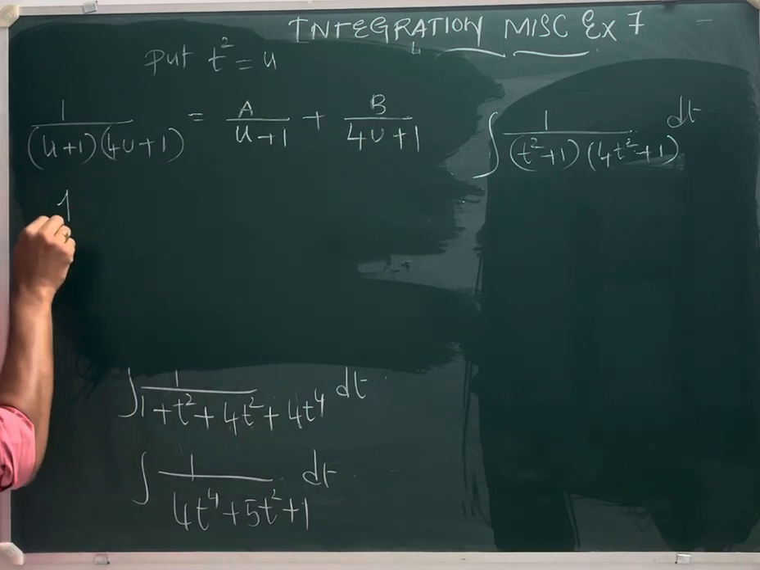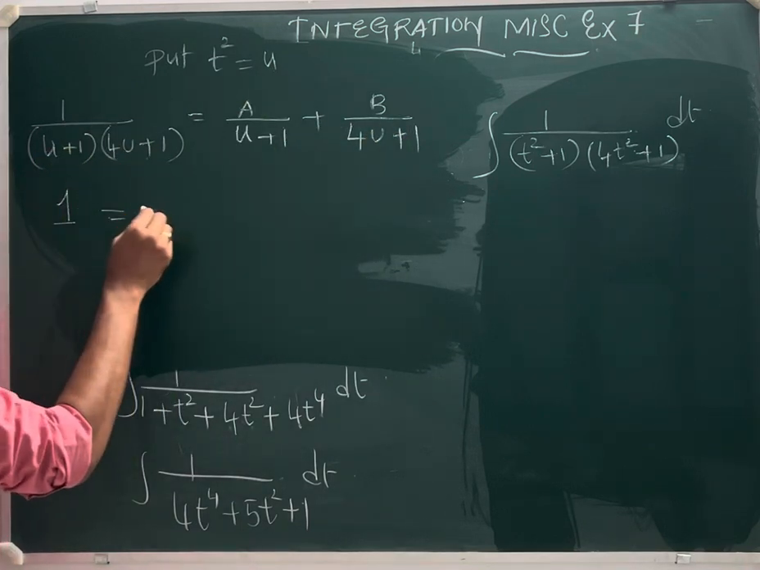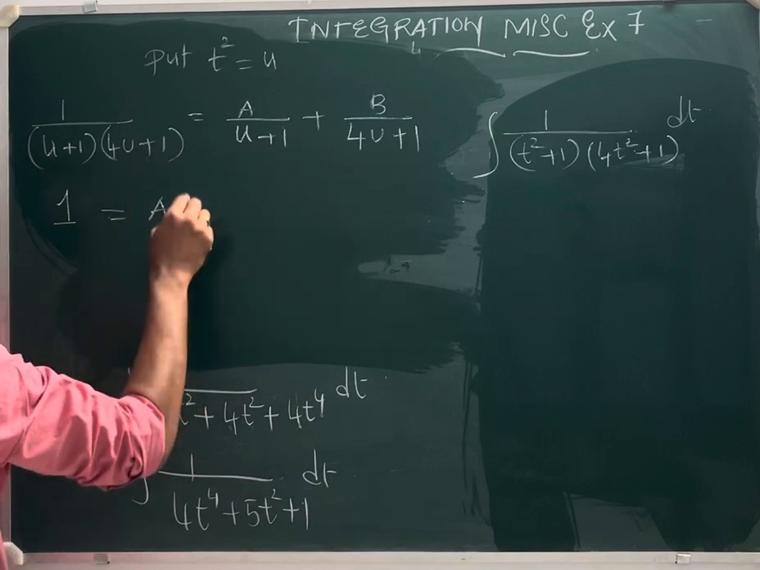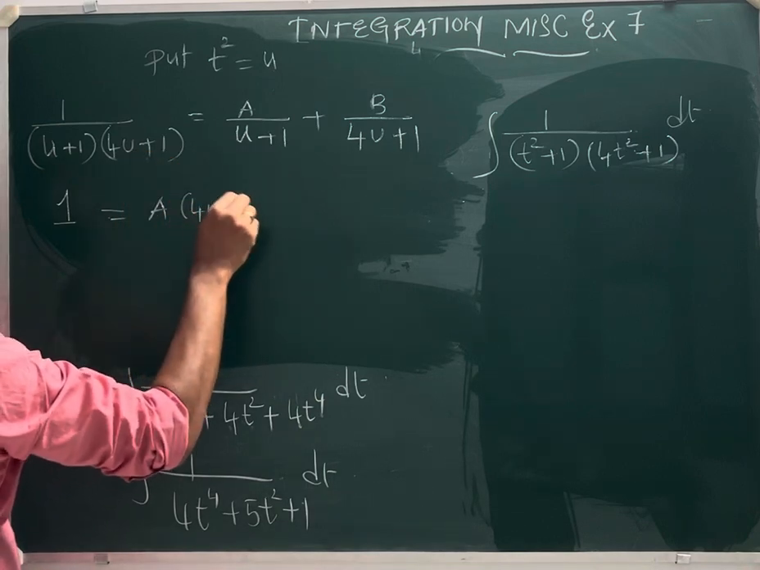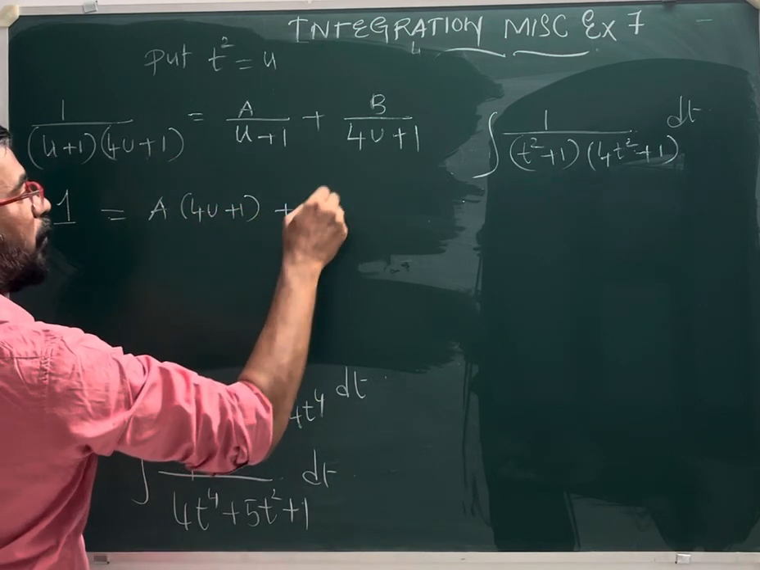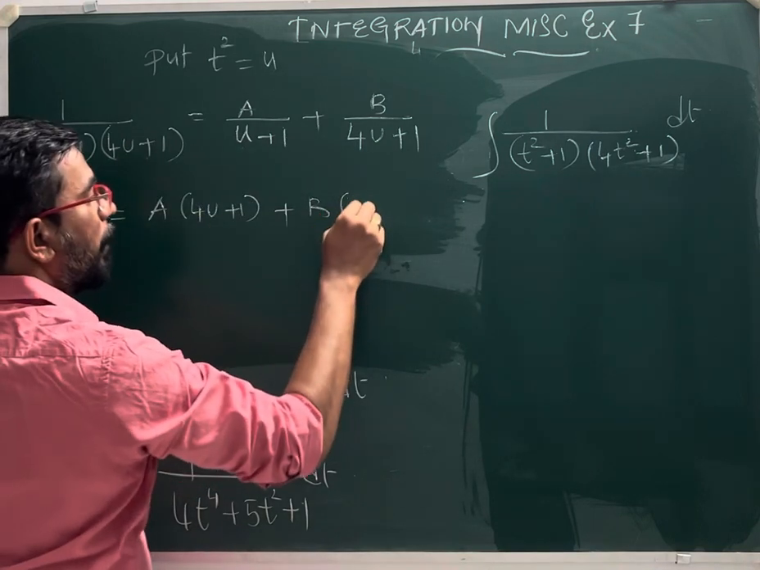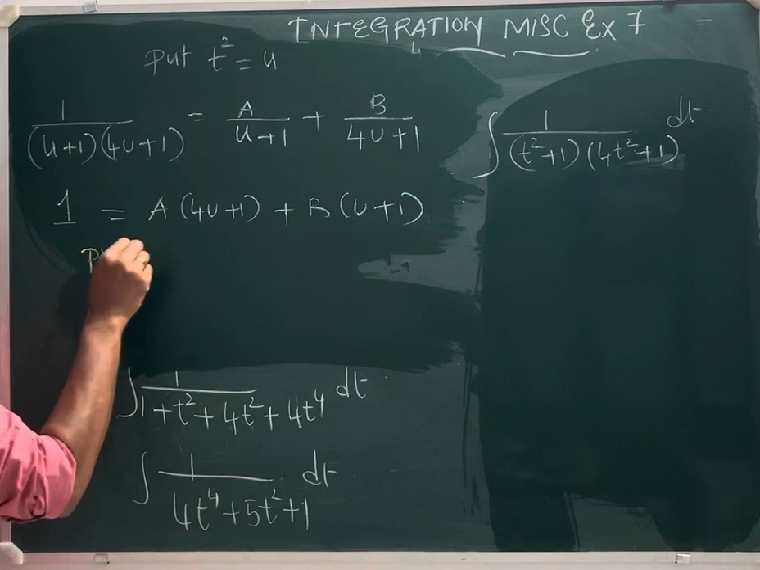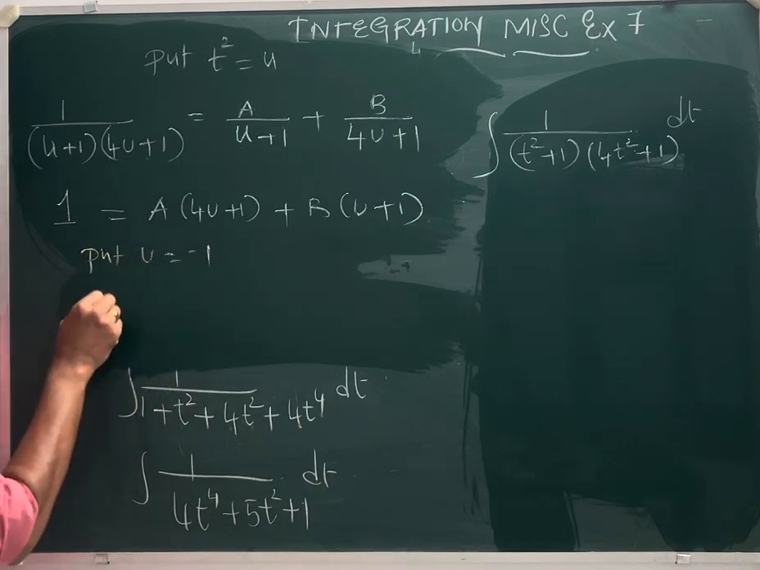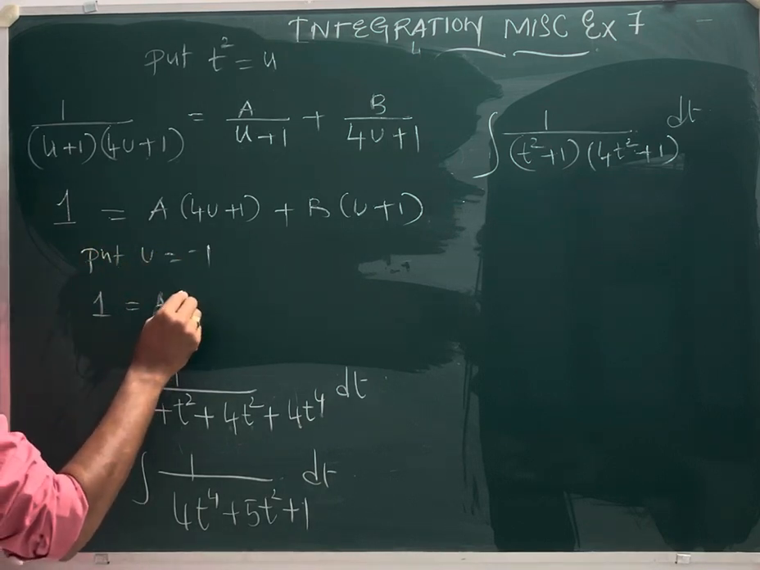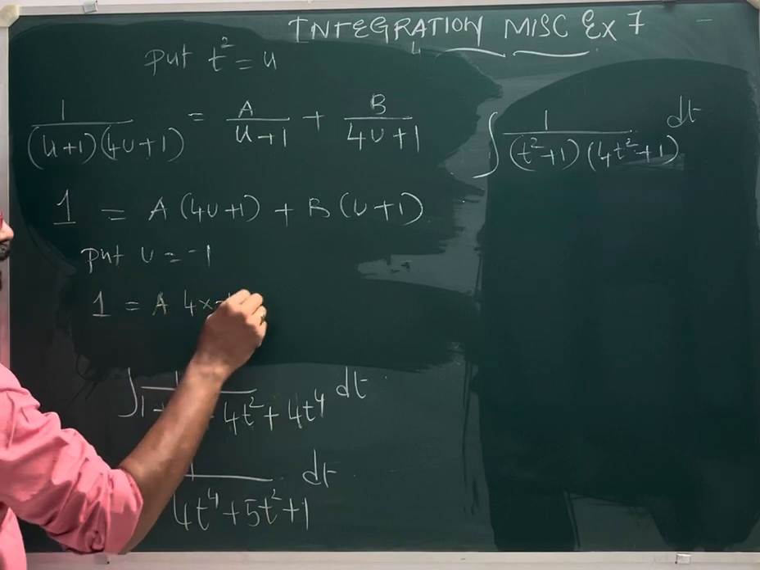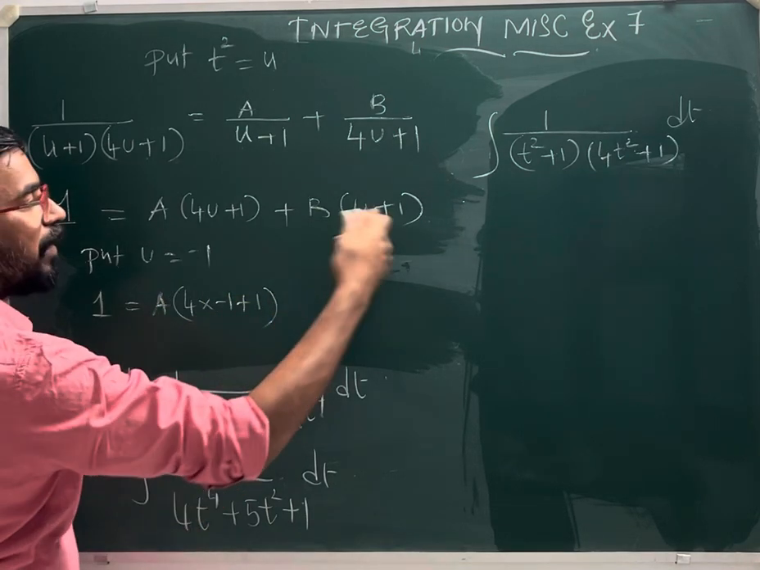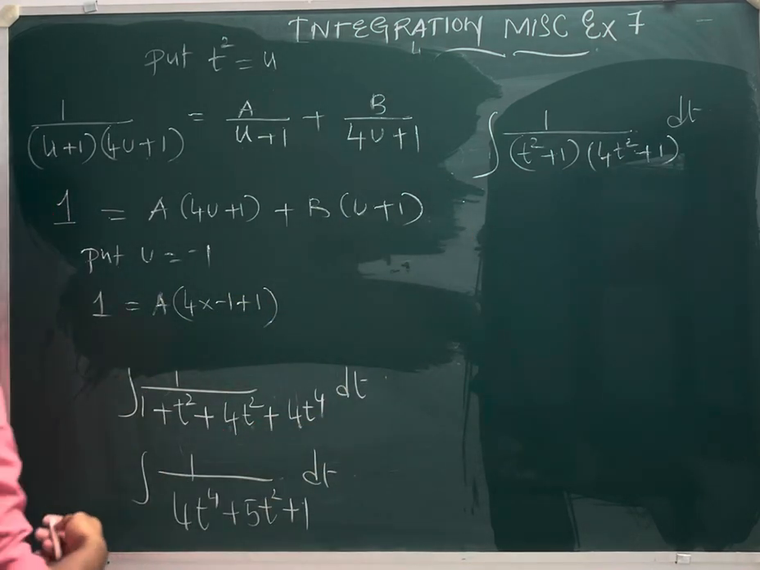Then all through, if you multiply, this will get cancelled. 1 is equal to a into u plus 1 cancel. What is remaining is 4u plus 1, plus b into 4u plus 1 cancel, u plus 1. So now we will put u equal to minus 1. So we will get 1 is equal to a into 4 into minus 1 plus 1. This is 0. That is what we put.